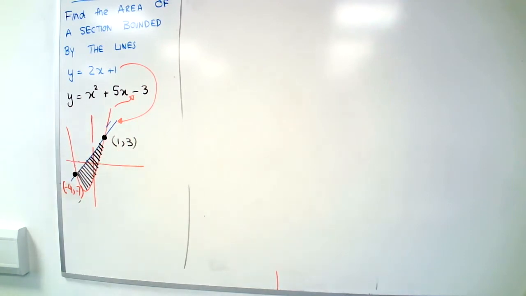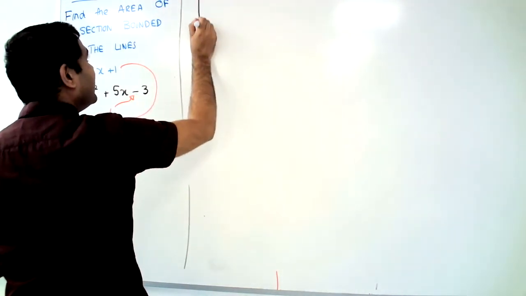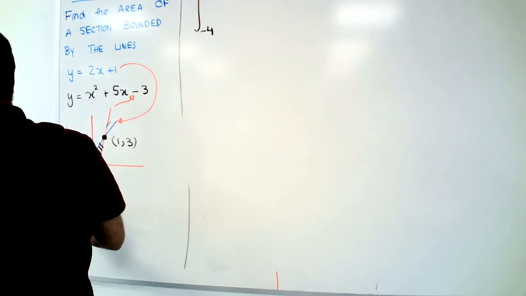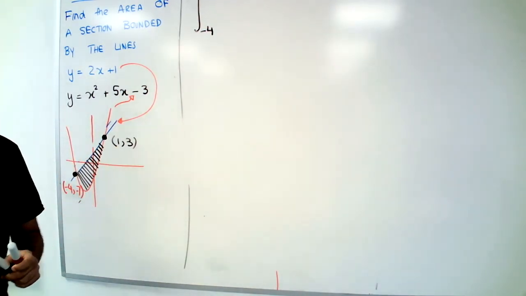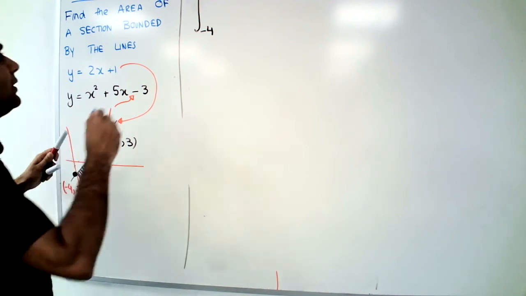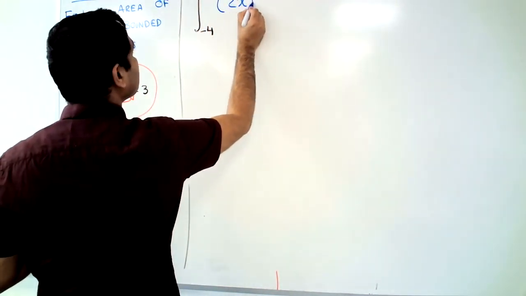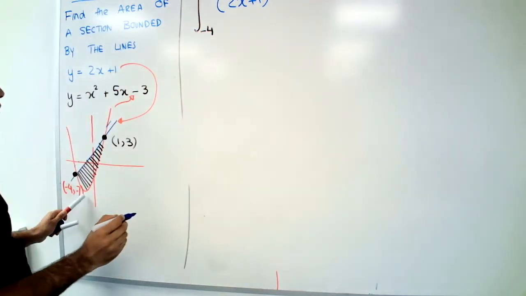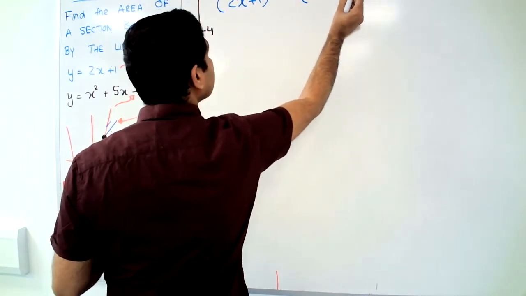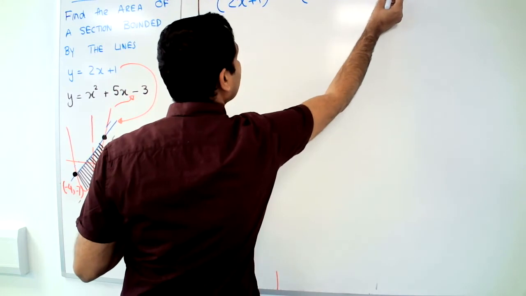Now the formula for this one, which is a top line. The top line is the blue. So when I'm doing that one, I need to integrate this one. The limit goes from minus 4 to 1, the minus 4 from here and the 1 from here. Then what I need to do is put the top line, which is 2x plus 1, minus that one, which is x squared plus 5x minus 3, dx.